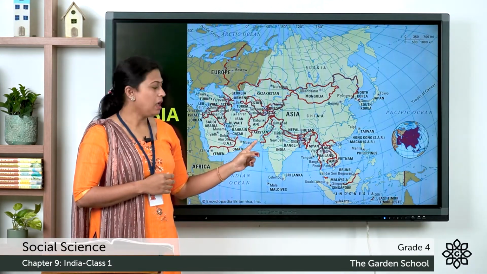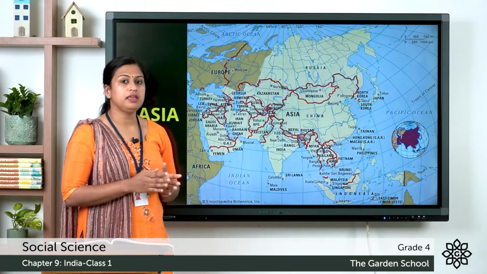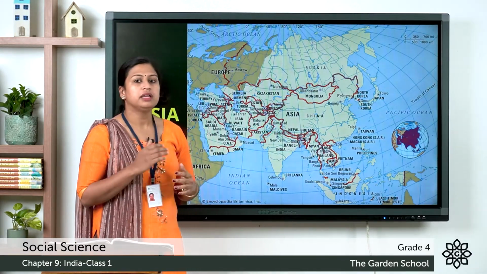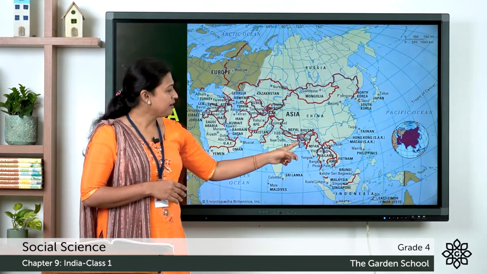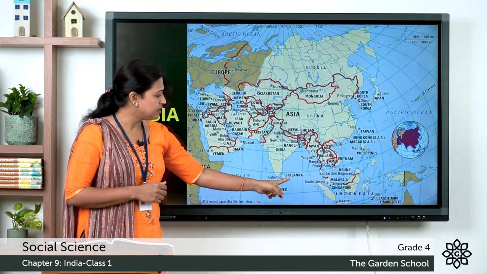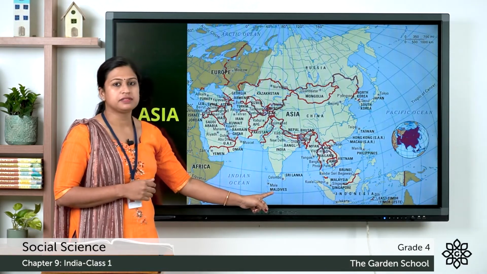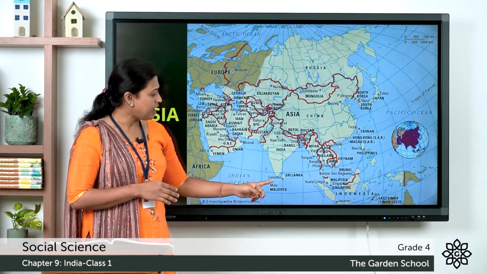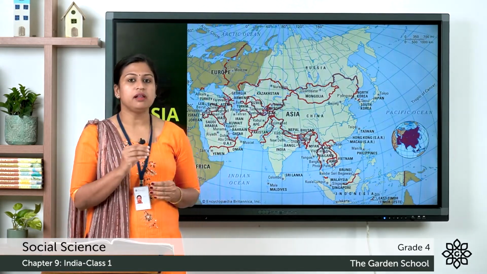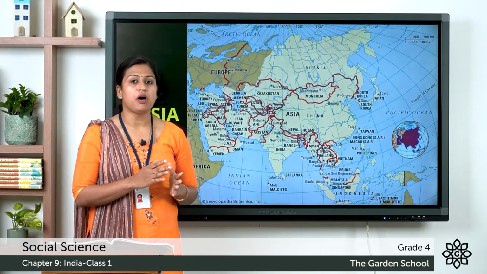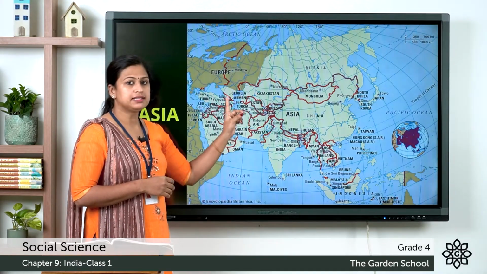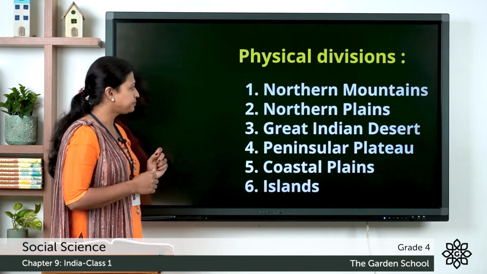Here you can see Pakistan and Afghanistan in the west, Nepal, Bhutan and China in the north, Bangladesh and Myanmar in the east, and to the south lies Sri Lanka and Maldives. So here you can see that Sri Lanka is separated from India by a channel of water and it is known as Palk Strait. So this was about India and its neighboring countries.